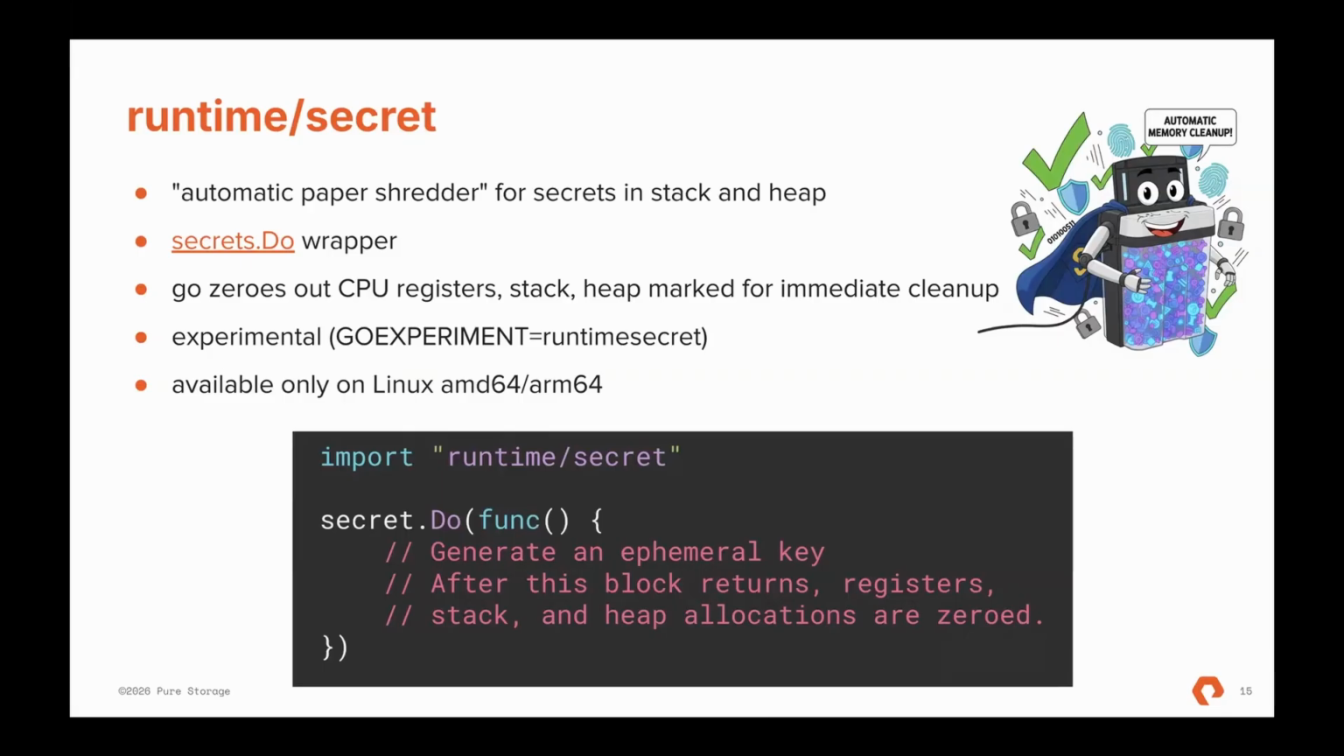It's an experimental feature, so again, it needs to be enabled by the Go experiment runtime secret. And what this package actually offers is a wrapper function, secret.Do, where inside this function, we can work with the keys, we can create them, and when we finish, the whole memory is cleaned up. Unfortunately, this is only available for the Linux operating system at the moment, so only for AMD64 and ARM64 architecture, so no Windows, sorry, or Mac.